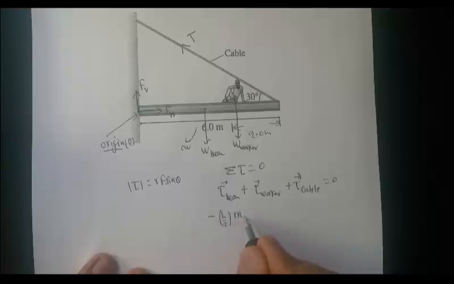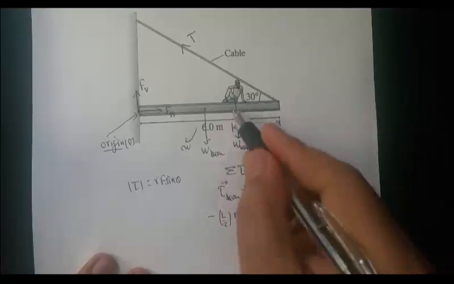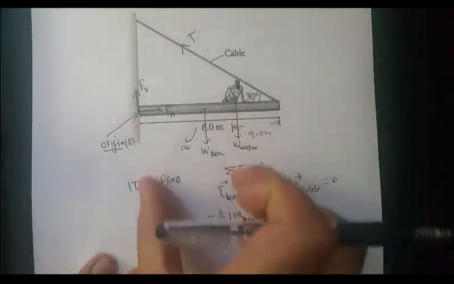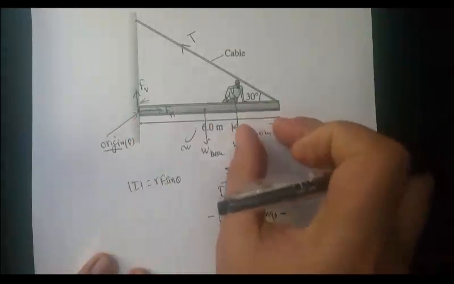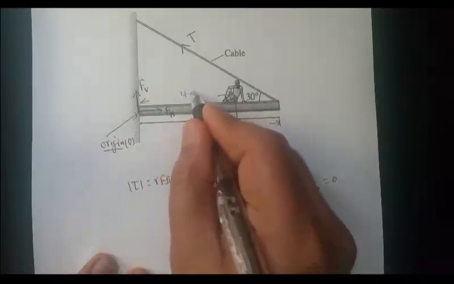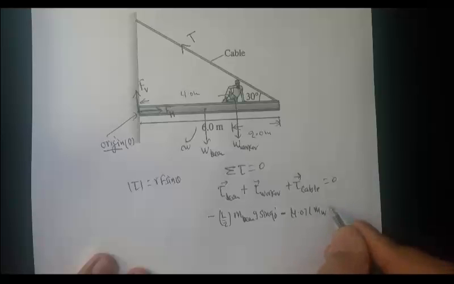And mass of the beam, gravity, sine 90 degree. The worker is also trying to produce the clockwise torque, so that's why negative torque. But now you're going to need this distance. So this is 2 meters from the right end. So from the origin it will be 4 meters because total is 6 meters. So 4 meters is your R.